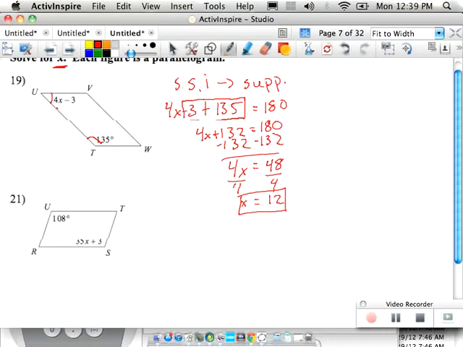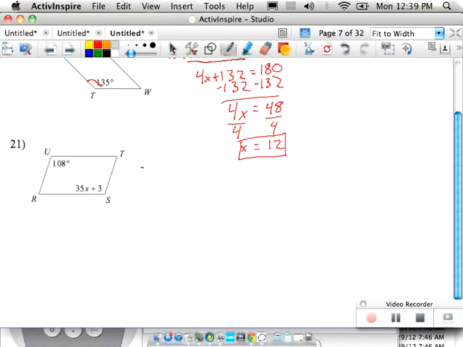Now for the second one, I'm actually going to do it in a different color just to differentiate a little bit here so you guys don't get confused.